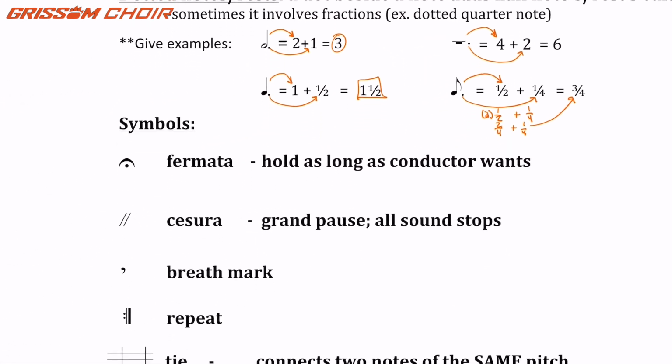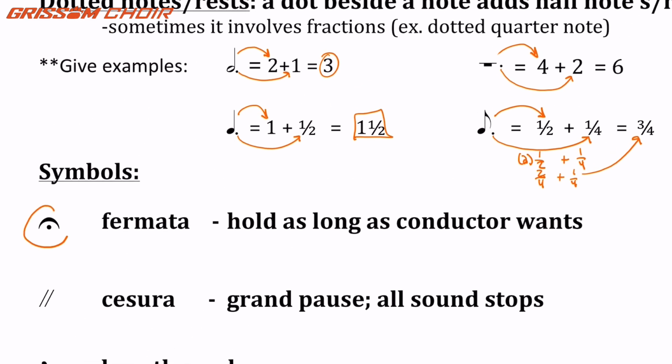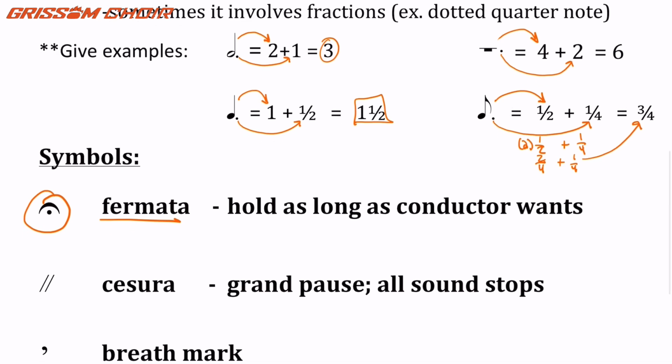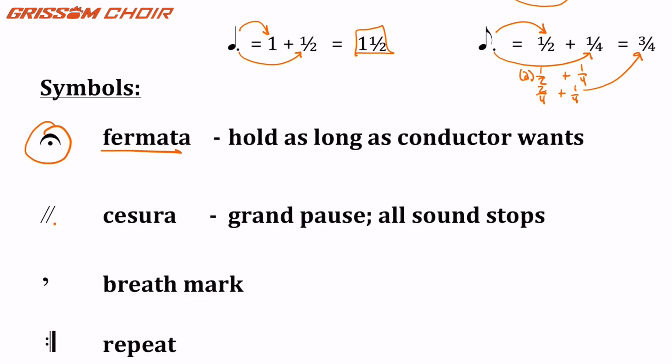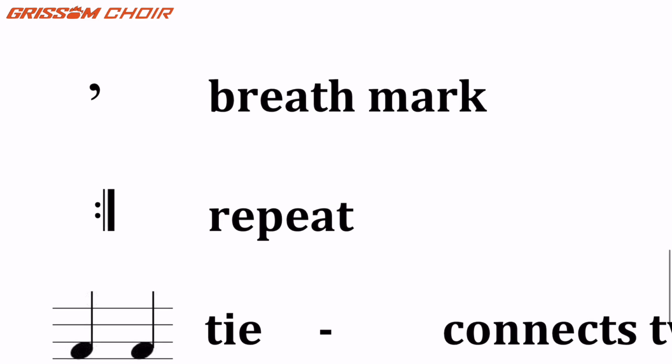Last but not least, we have a couple of terms. This symbol that looks like an eagle's eye, we call that a fermata. A fermata means that we hold as long as the conductor wants. Caesura, which looks like two parallel lines next to each other. A caesura is a grand pause. All sound stops. The floating comma in the air is our breath mark, which tells us when and where to breathe. The repeat sign is a colon followed by a skinny line and a fatter line.